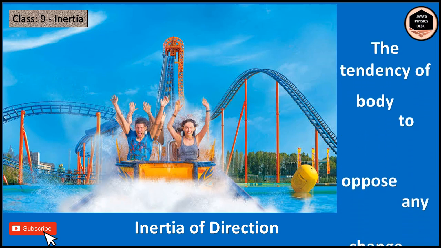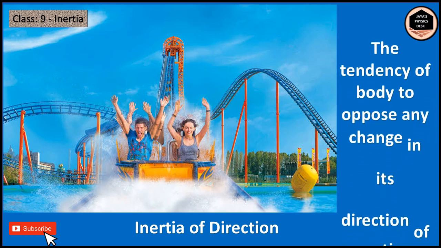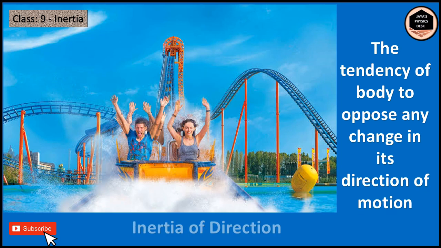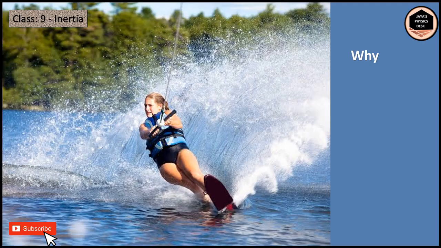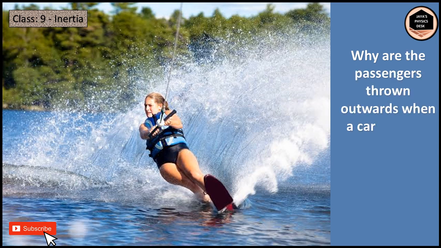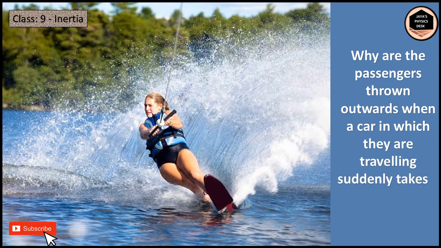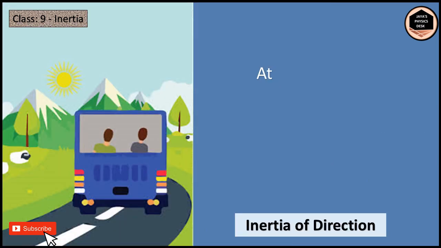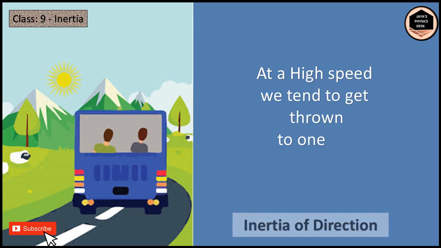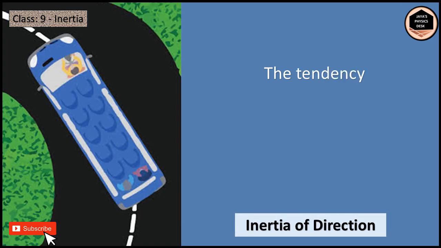Inertia of direction. The tendency of a body to oppose any change in its direction of motion is known as inertia of direction. Why are the passengers thrown outwards when a car in which they are traveling suddenly takes a circular turn? When we travel by a motor car, and if it makes a sharp turn at high speed, we tend to get thrown to one side.